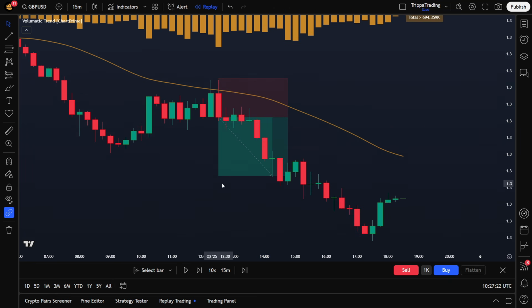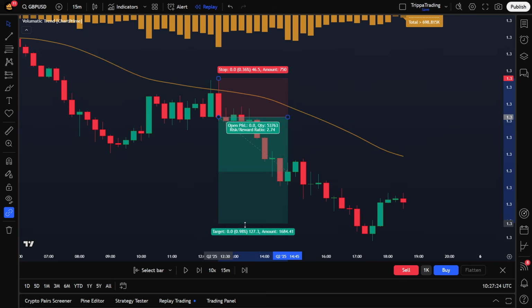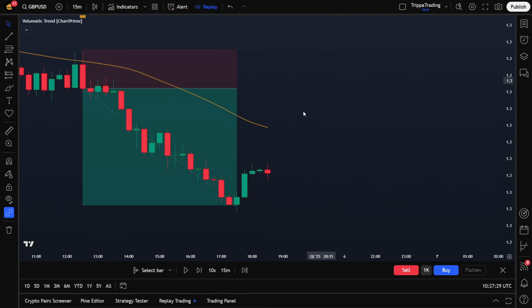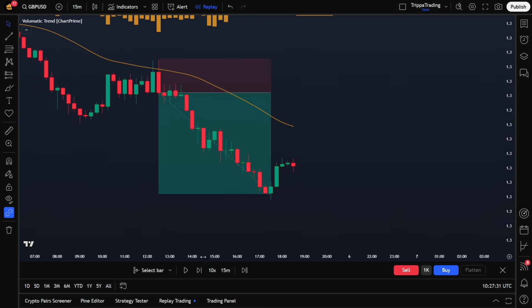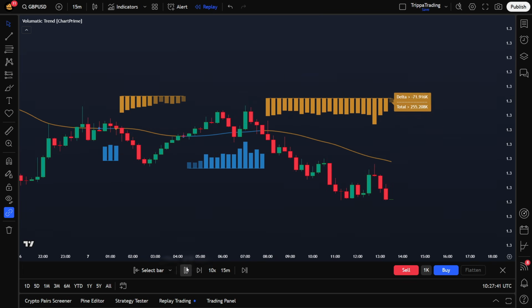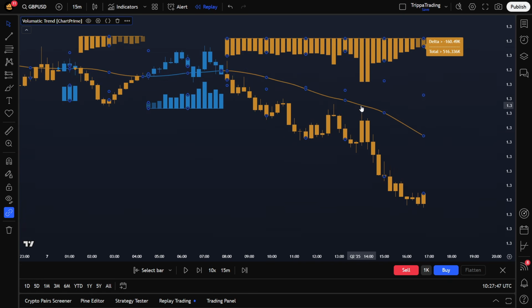To wrap this up, the Volumatic Trend by ChartPrime is an incredibly well-designed indicator that combines the best of both trend and volume analysis. It doesn't just tell you where price is going, it gives you insight into whether the market actually supports that move with real conviction.